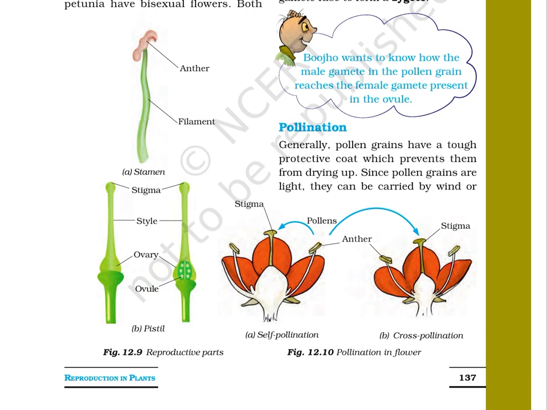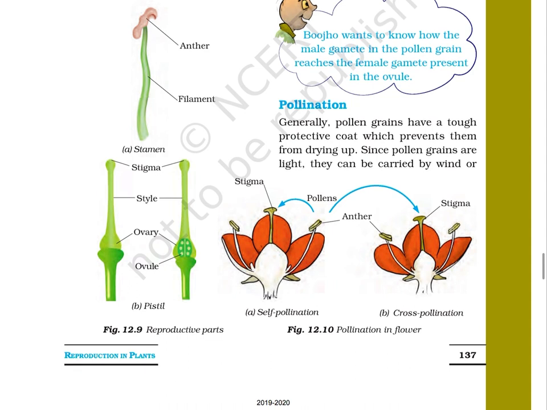B. Pistil. At the top of the pistil is the stigma. It is connected to the ovary with the help of the style. Within the ovary, we can observe the ovule. There are small circular dots on the ovule.